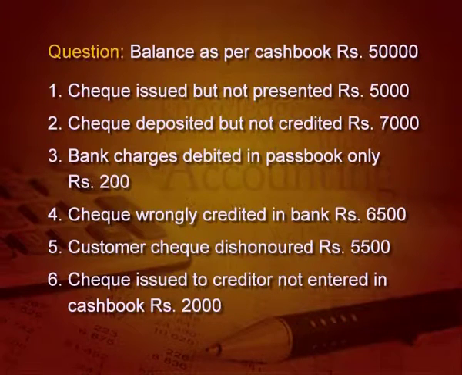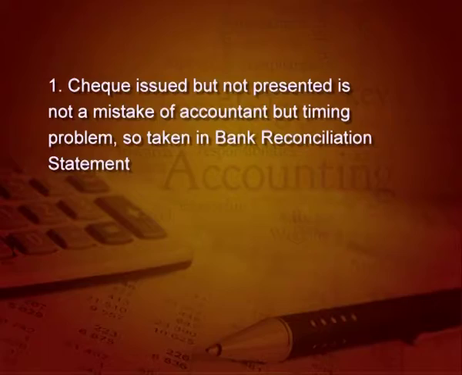In this question, first of all we have to decide which are the entries which will be taken to amended cash book and which are the entries which will be taken to the bank reconciliation. Let us begin with point number 1. Check issued but not presented is not a mistake of an accountant, but it is due to the timing problem. So, we will take it in bank reconciliation.